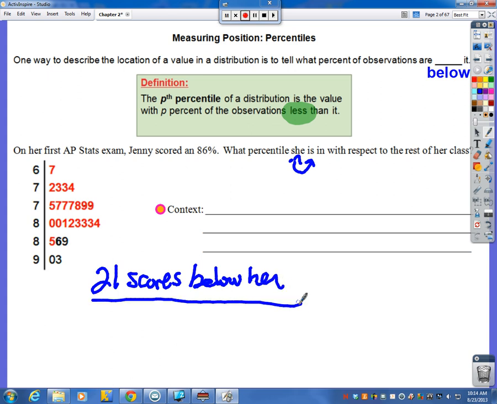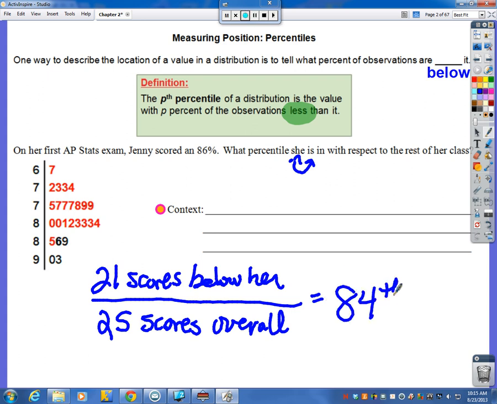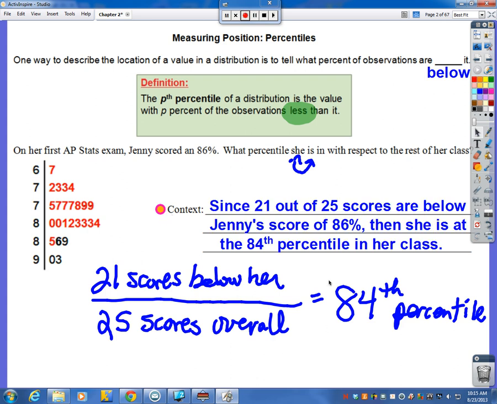Out of how many people are in this class? Well, if there's 21 below her, she's 22, 23, 24, 25 people. 25 scores overall. Now, we just need to talk about what that is as a percent. So 21 out of 25 is 84%, or we would call her in the 84th percentile. Her 86% on her test puts her at the 84th percentile when compared to the rest of her peers.